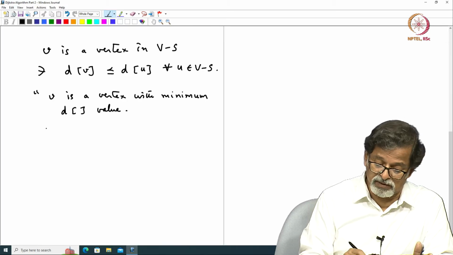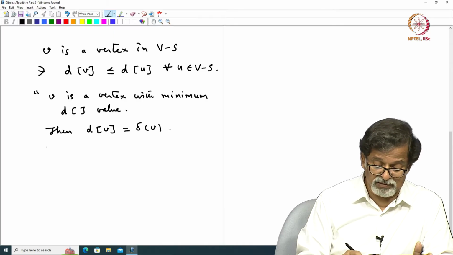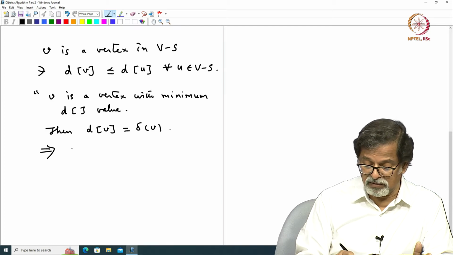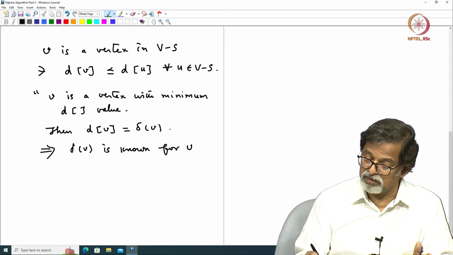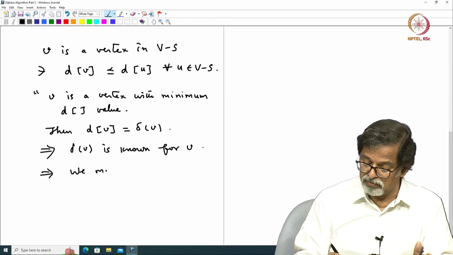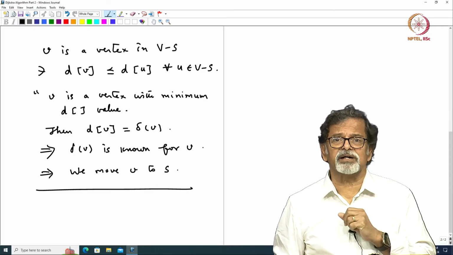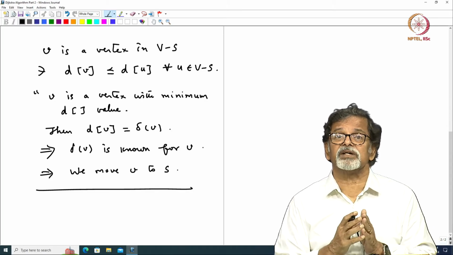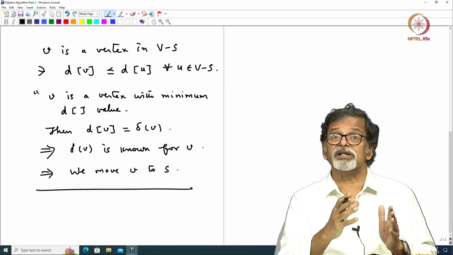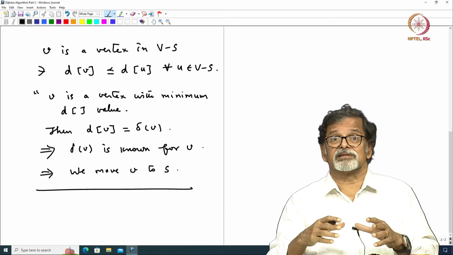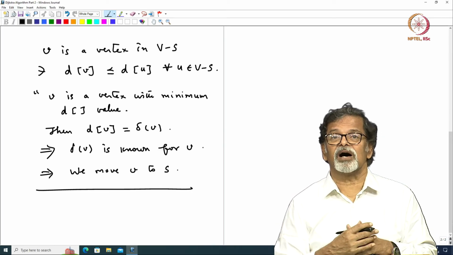In this case, we have shown that dV is in fact delta V. That means delta V is known for V, which implies we move V to S. Now what is to be done? Look at the definition of the special path. Definition of a special path is that it is a path which is going through only the vertices of S and then reaches the vertex. Now S has become larger. We have one more vertex added to S. Therefore, d values are to be updated.